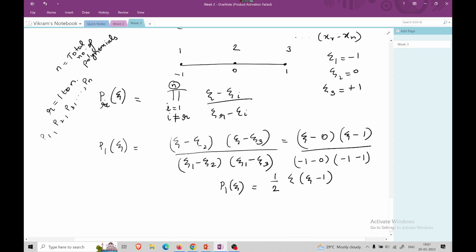So this i from 1 to n, this is nothing but a product. So from n terms you are going to multiply. But it's not just n terms, it will be n minus 1 terms because i is not equal to r. So that is a very important case.